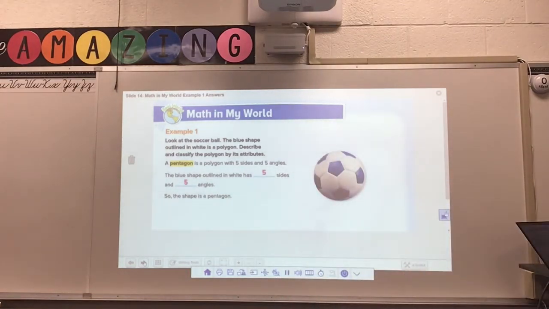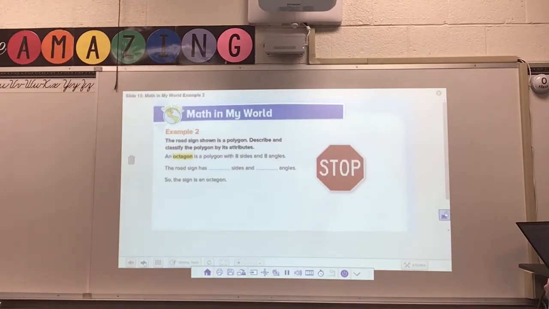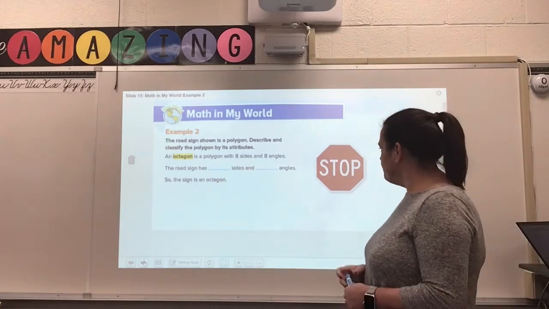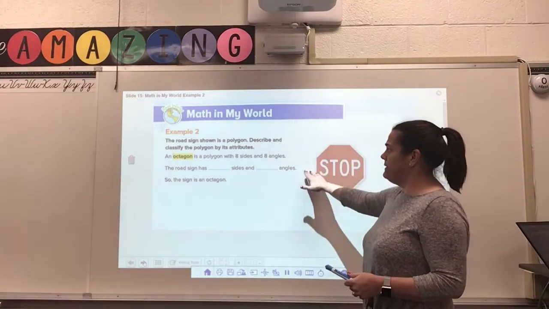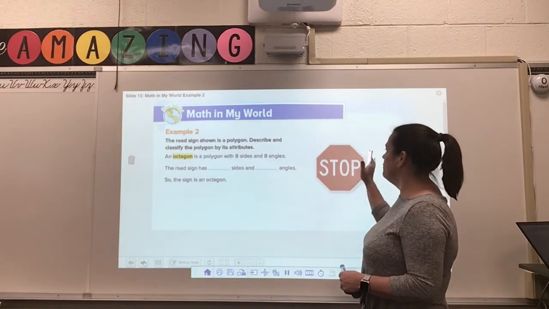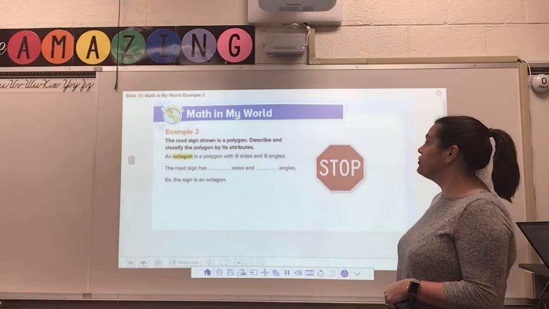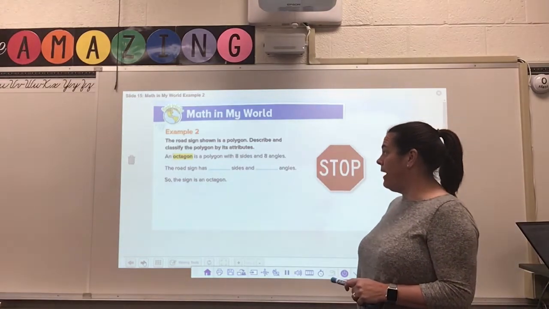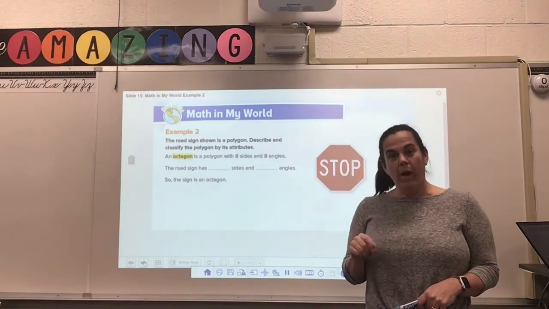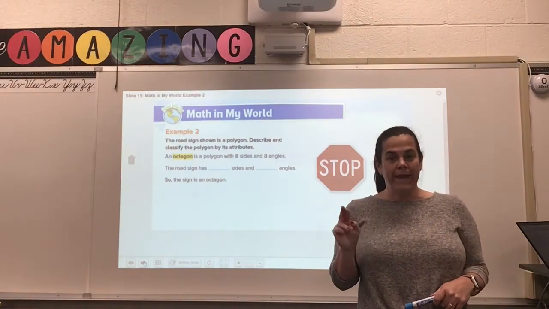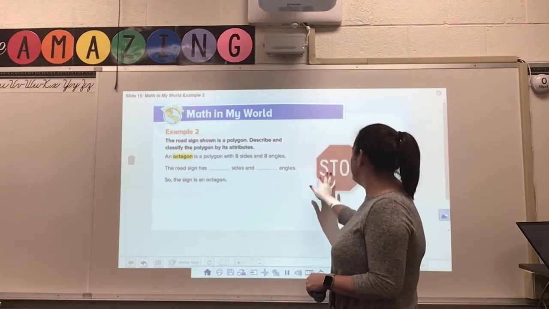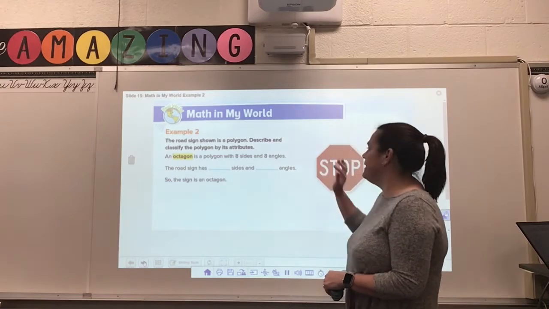All right, let's take a look at example number 2. This one looks familiar. It's the same example that we had in the video. This road sign, this stop sign, is a polygon. It's a closed two-dimensional figure. We need to describe and classify the polygon by its attributes. So that means we need to figure out what it's called, what its name is, based on how many sides and how many angles it has.